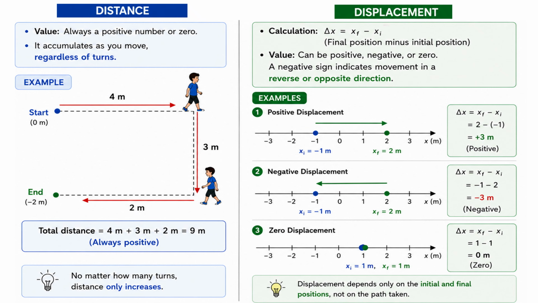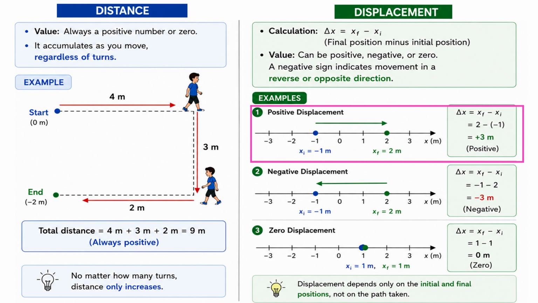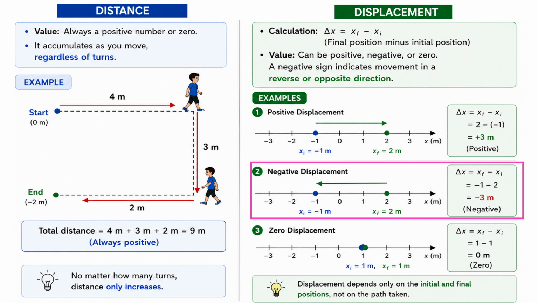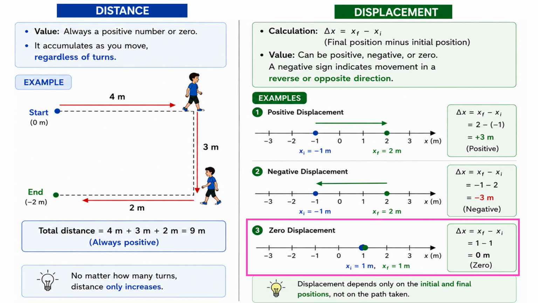Displacement is calculated as final position minus initial position. It depends only on the starting and ending positions, not the path taken. Therefore, displacement can be positive, negative, or zero. A positive displacement means movement in the positive direction. A negative displacement means movement in the opposite direction. And zero displacement means the object ends where it started.